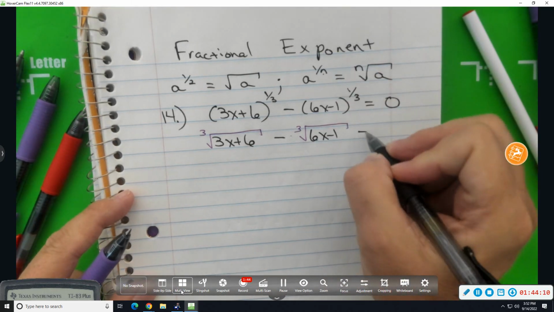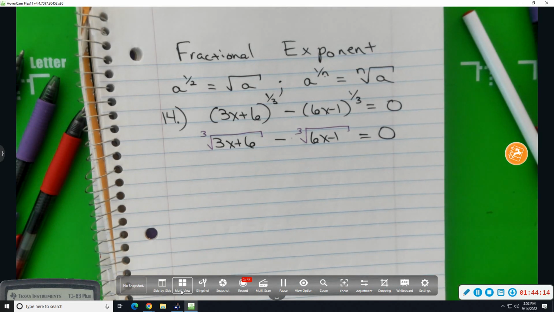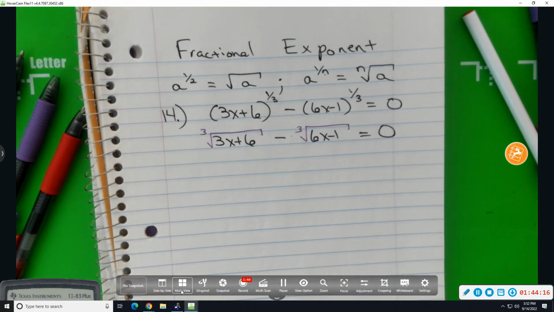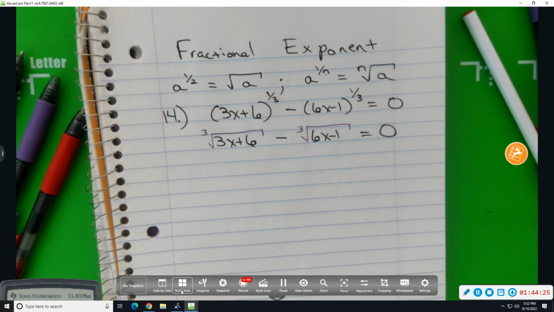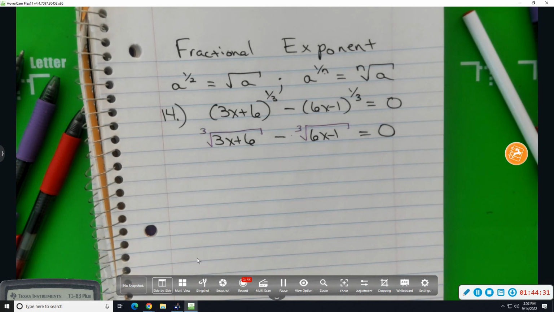The most basic problem-solving strategy is, if you know how to do one problem, when confronted with a new type of problem, make it look like the one you know how to do. You know how to do number 12, where it was cube root minus cube root equals 0. So what do y'all think I'm going to do?